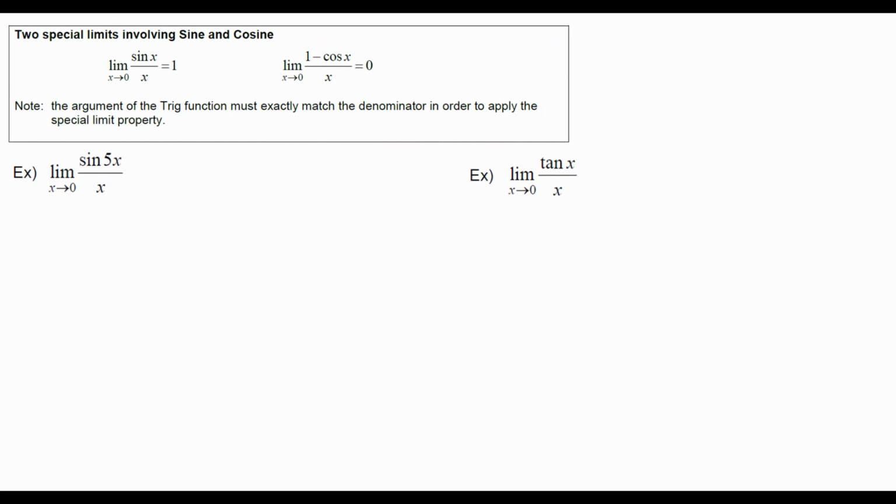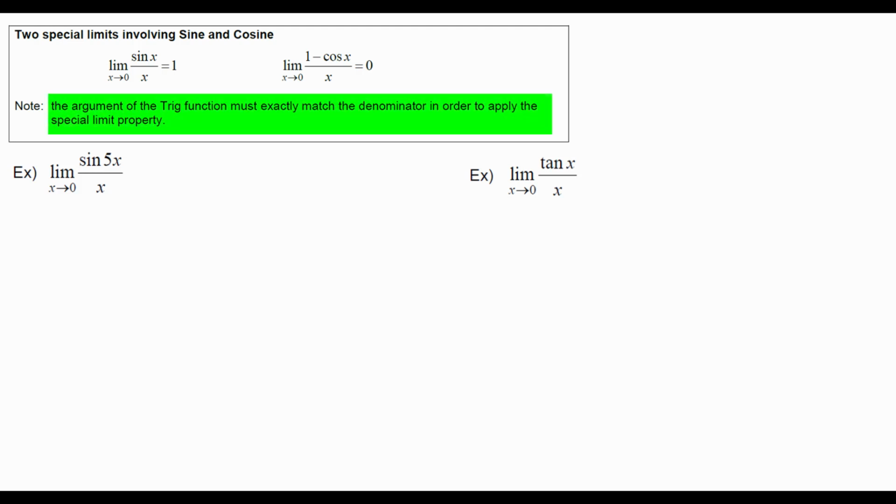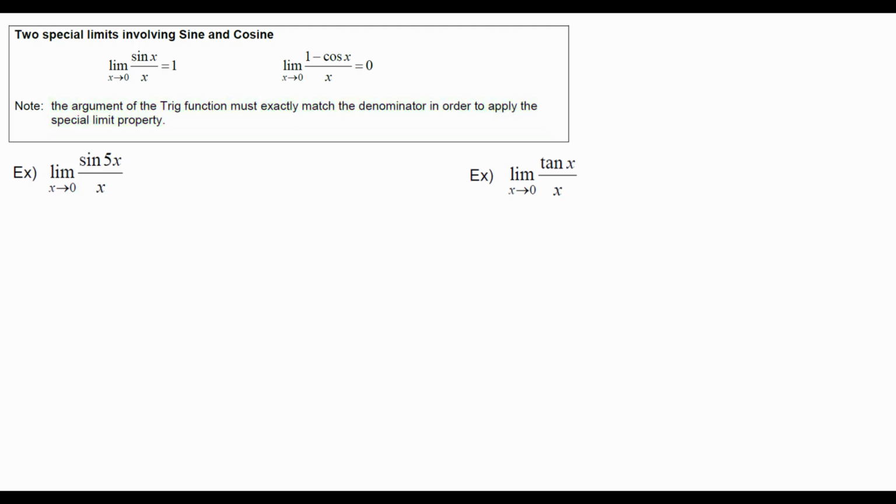Now we're going to take a look at some examples that use these two special limits that we just learned. Note that the argument of the trig function must exactly match the denominator in order to apply the special limit property, meaning the input of your sine function has to be exactly the same as your denominator in order for you to say this limit is equal to 1. And it is actually this 3, but let's say as x goes to 0, 5x goes to 0 as well. As x goes to 0, 3x goes to 0 as well.